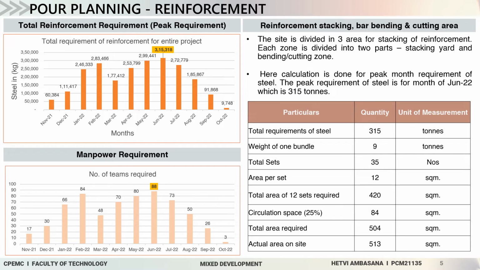25% of space is kept as a circulation space, which is 84 square meter. Hence, the total area required to store 315 tons of steel is 504 square meter. At site, 513 square meter of area is available to store the reinforcement. Therefore, even during the peak month, ample space is available to store the reinforcement.